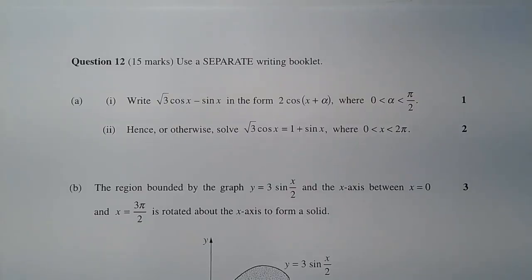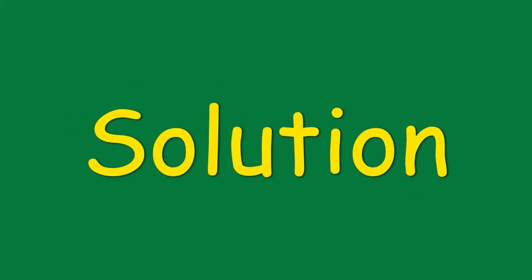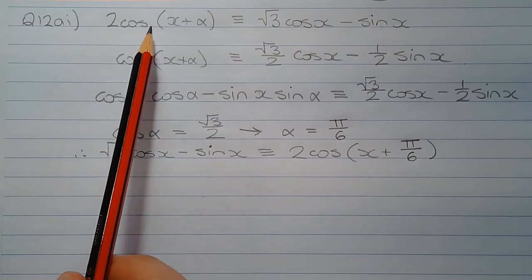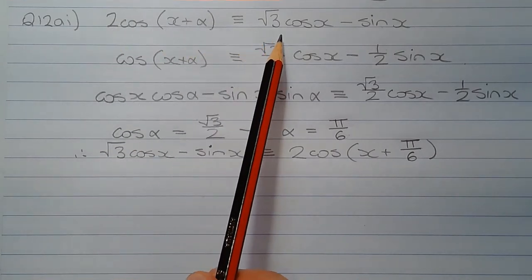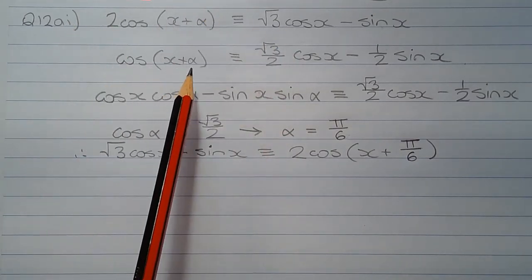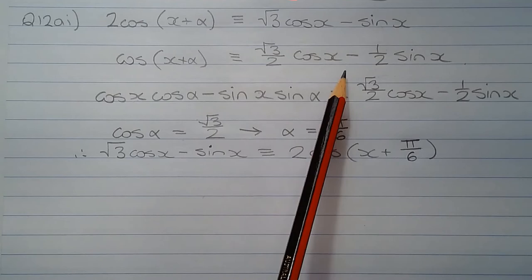Question 12a, part 1. Write root 3 cos x minus sine x in the form 2 cos of x plus alpha, where alpha is greater than 0 and less than pi over 2. Start by writing the identity. 2 cos of x plus alpha is identical to root 3 cos x minus sine x. Dividing both sides of the identity by 2, we have cos of x plus alpha is identical to root 3 over 2 cos x minus half sine x.